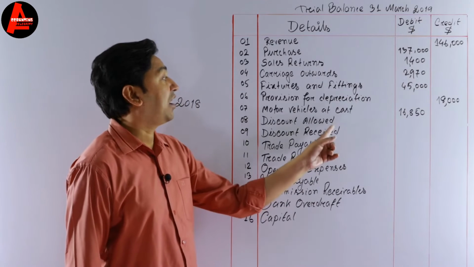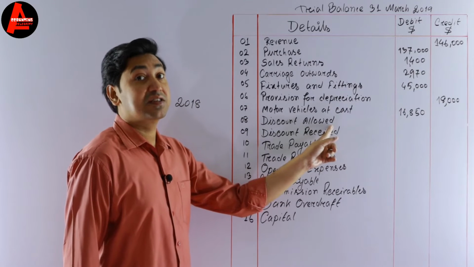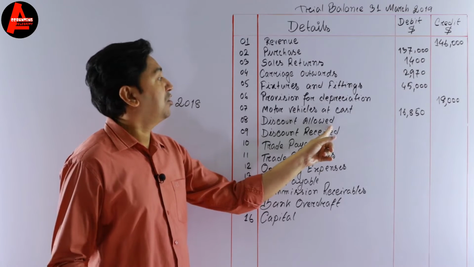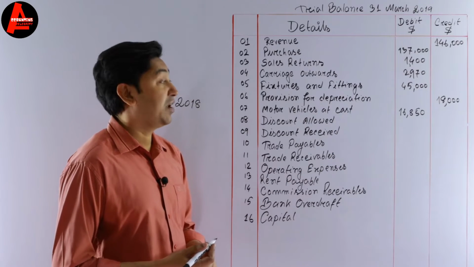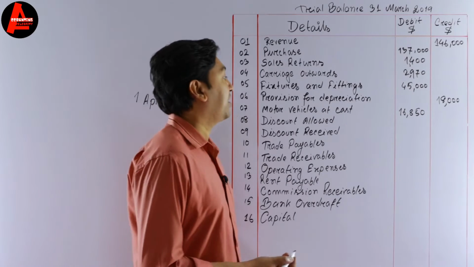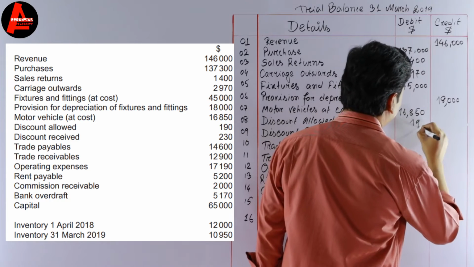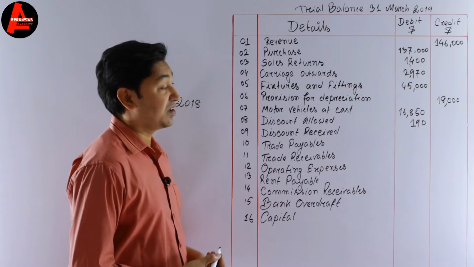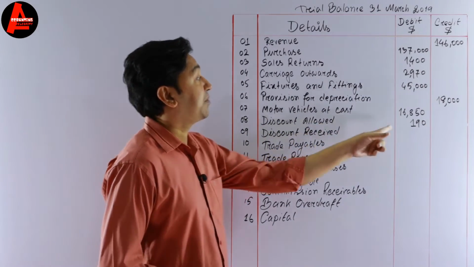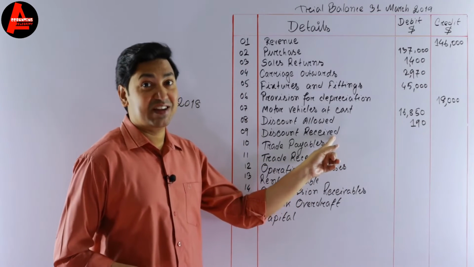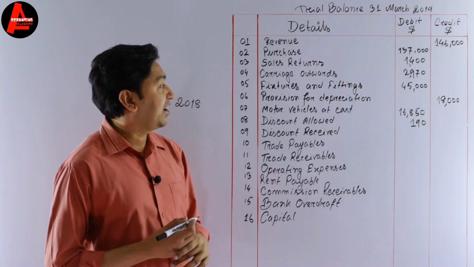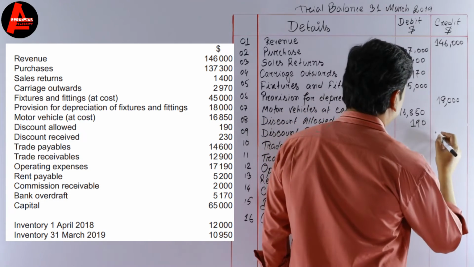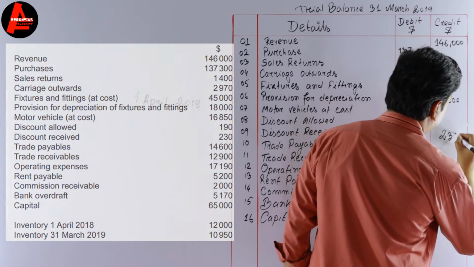Then we have here discount allowed. What is this? This is a nominal account. Nominal account means either it is an expense or an income. This is an expense, and this expense will be debited. So let us write here $190. Okay, very good. Then we have here discount received. If discount allowed is an expense, then discount received will be income. Very simple to understand. Income has a credit balance, so let us go to the credit side and we record here $230.